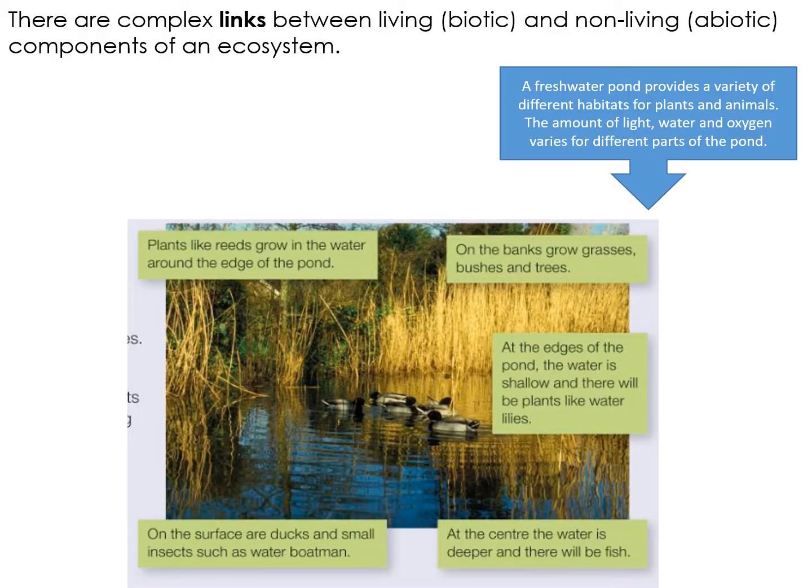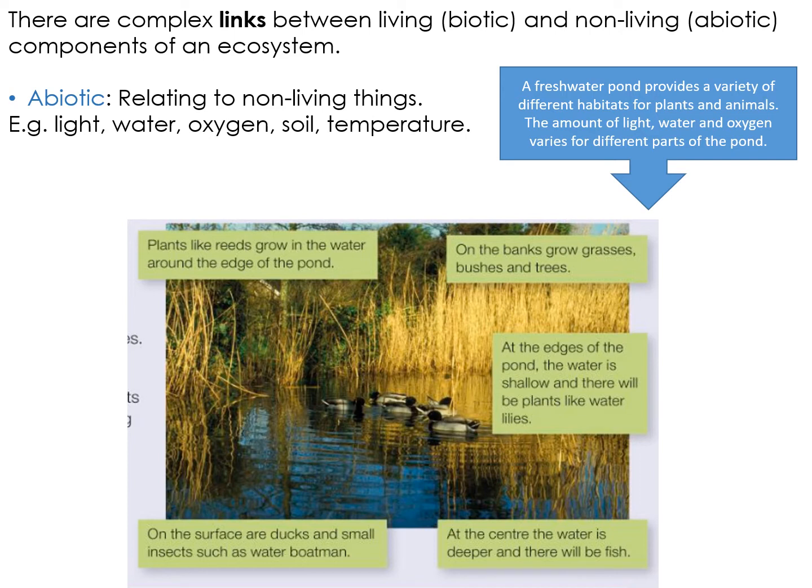Let's take the example of a small-scale ecosystem, a pond. And we can see that it's made up of these living or biotic components and non-living or abiotic components. Just pause this video and make a note of what you think are some of the biotic and some of the abiotic components of this pond. The abiotic components, which relate to non-living things, you may have thought about light, water, oxygen, soil, temperature, and all these will vary in different parts of the pond.